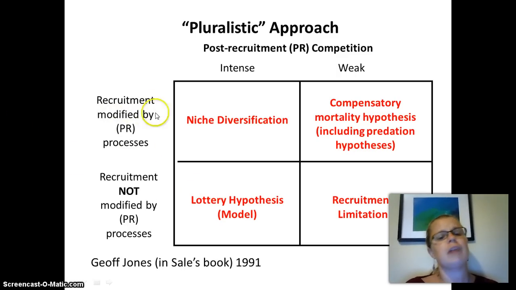So if there's lots of recruitment, lots of larvae coming in, there's no limitation of recruitment, and there's lots of competition happening, then you're probably going to end up seeing the niche diversification model. If there's lots of recruitment but not much competition, that means something else is controlling the population other than recruitment or competition. So that's when you see the compensatory mortality hypothesis. It's something, whether it's a disturbance or a generalized predator, is causing mortality of the dominant competitor.